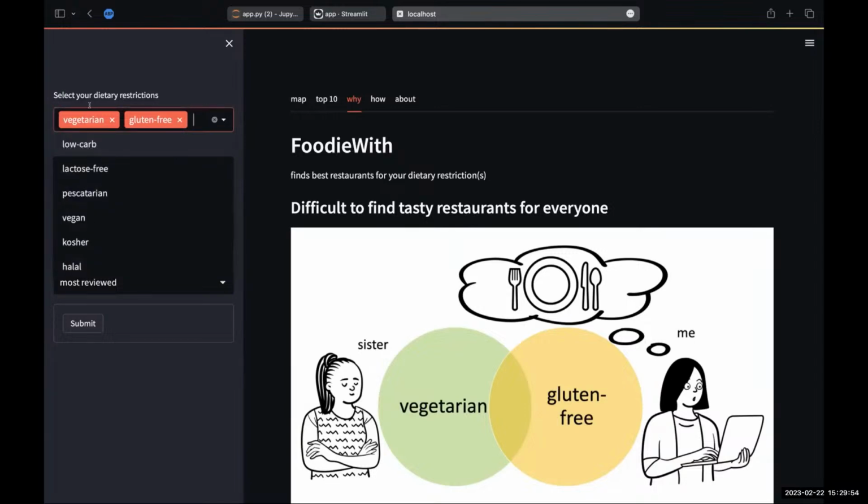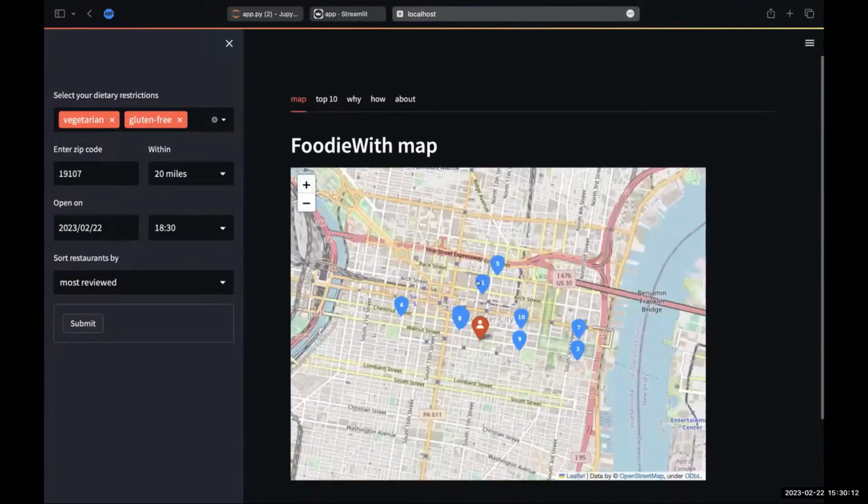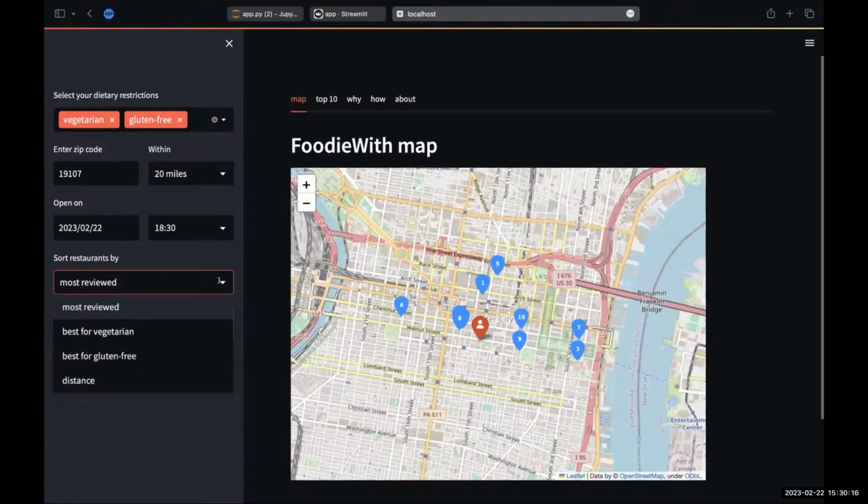So here, I can enter in vegetarian for my sister, gluten-free for me, and a zip code in Philadelphia where my sister lives, and I'm looking for restaurants that's open for dinner tonight. So Foodie With then gives me a map of restaurants that's currently ranked by most reviewed, but I could also have selected the best restaurants for each dietary restriction, as well as the closest distance.